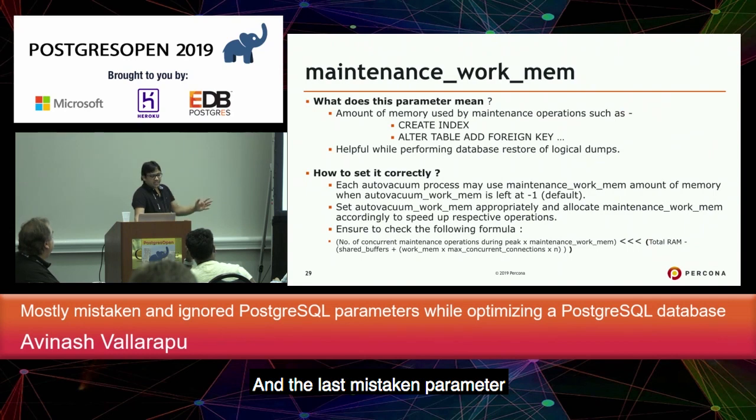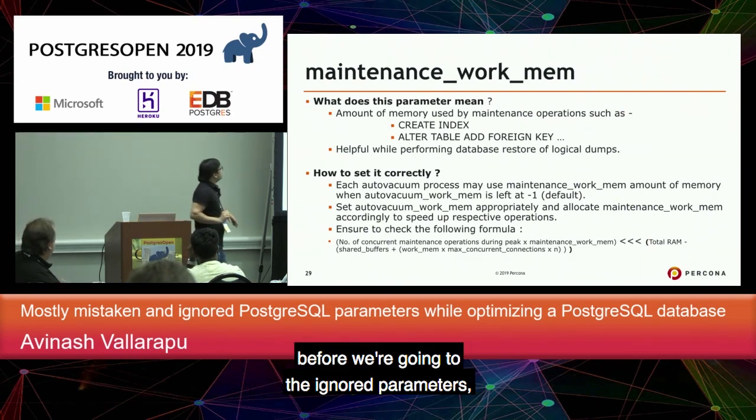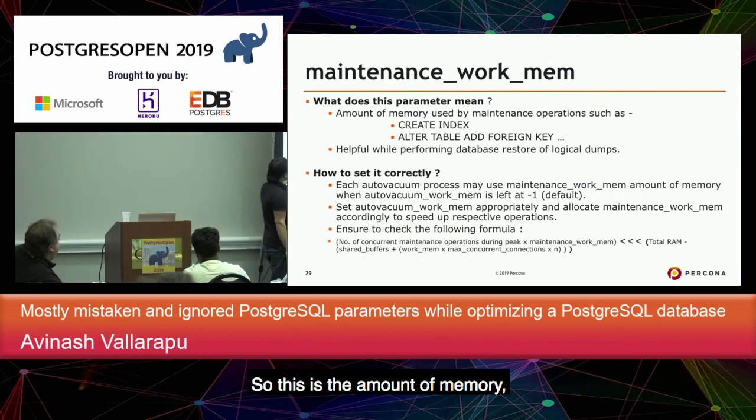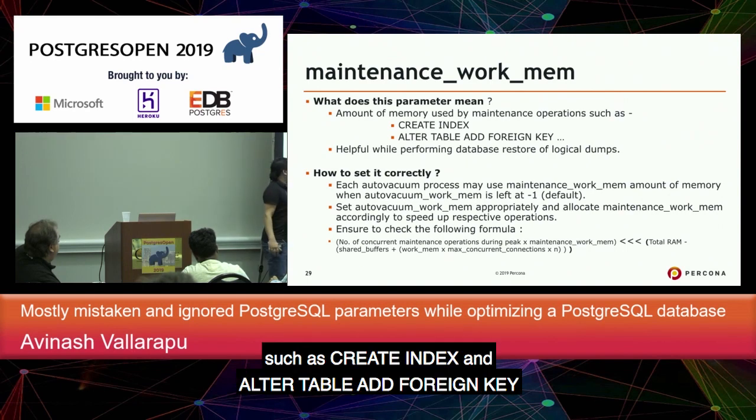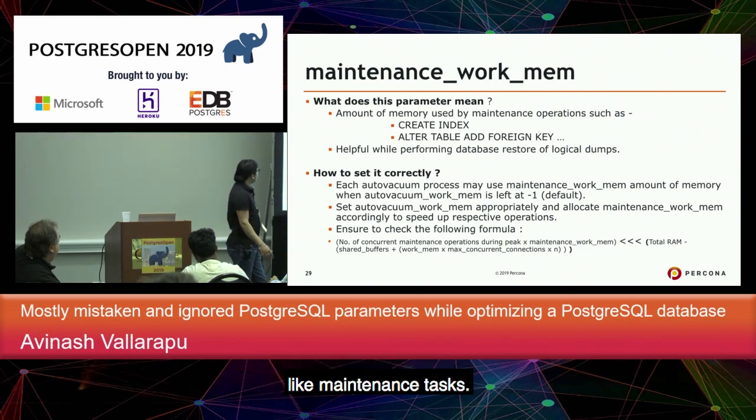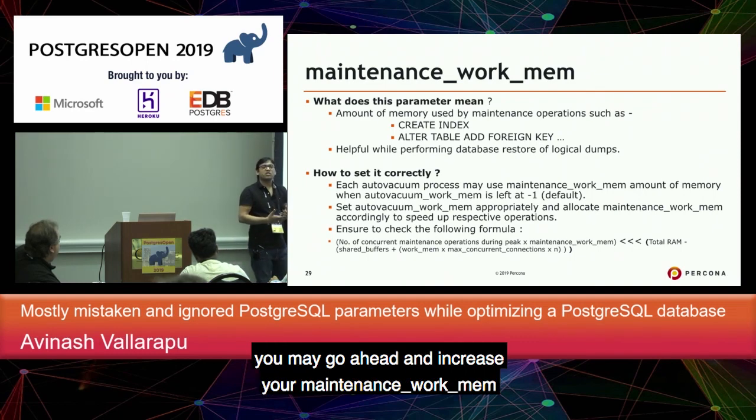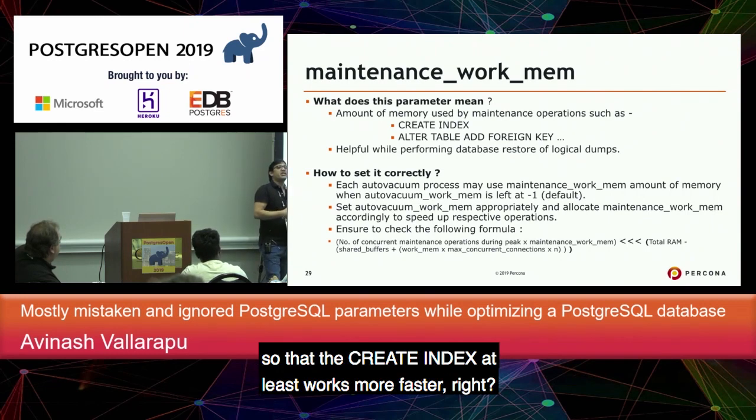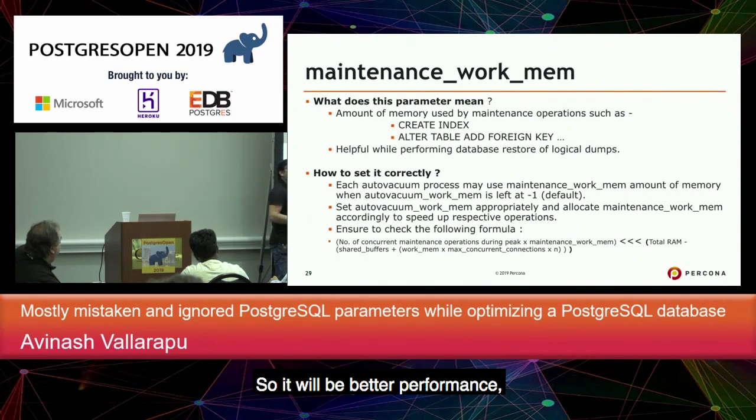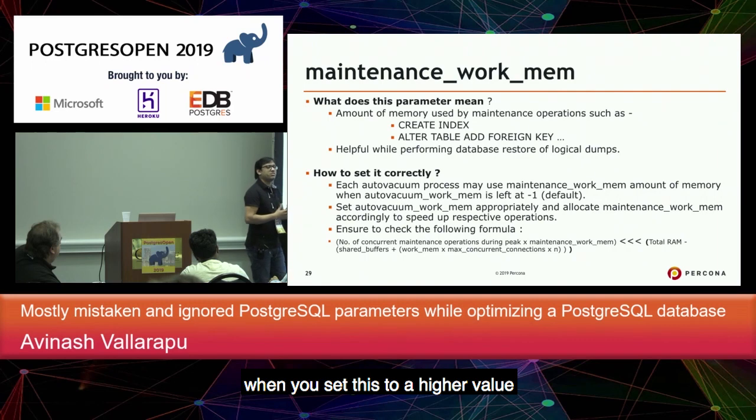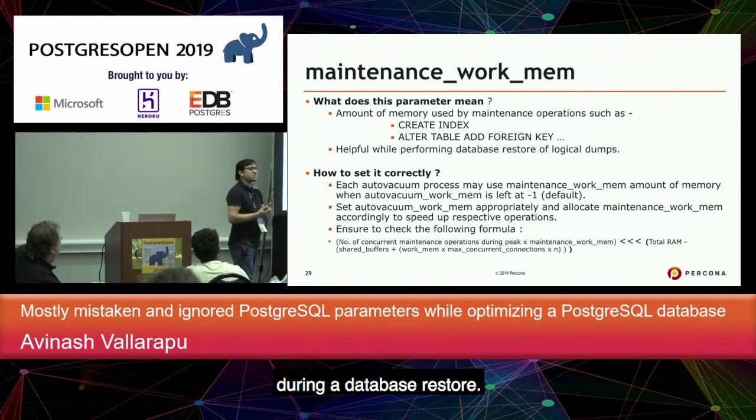And the last mistaken parameter before we go into the ignored parameters, maintenance_work_mem. This is the amount of memory, nothing but from the RAM, used by maintenance operations such as CREATE INDEX and ALTER TABLE ADD FOREIGN KEY, like maintenance tasks. So in order to perform a faster database restore, you may go ahead and increase your maintenance_work_mem so that the CREATE INDEX at least works faster, right? It'll be better performant when you set this to a higher value during a database restore.